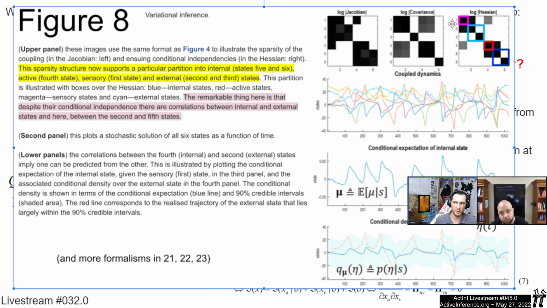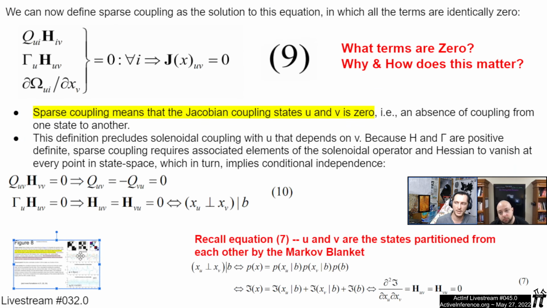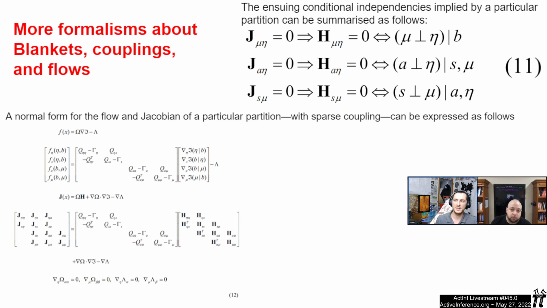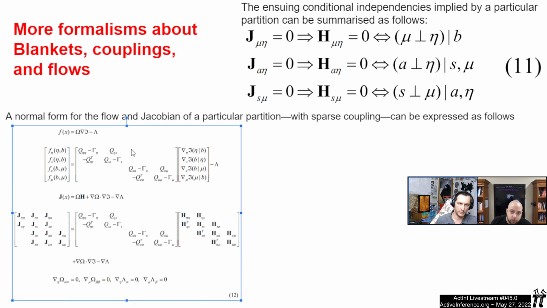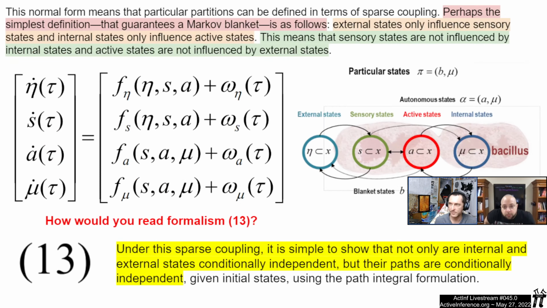So we'll return to this, and it's again on the theme of how sparse coupling is related to the particular partition and a Bayesian mechanics for particular systems. They give some more formalisms in 11 about blankets and couplings and flow. We'll go into it later. And 13 is very informative.